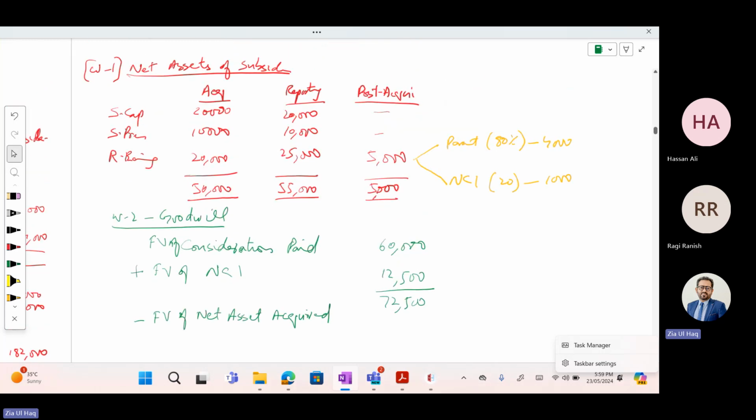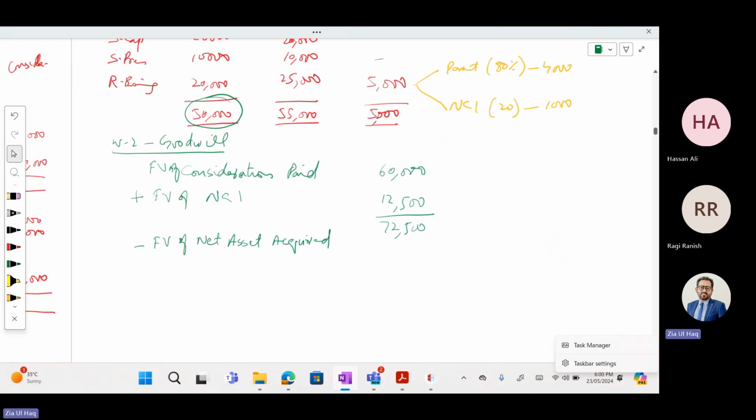We can take this figure from working one. What is the fair value of net assets acquired? What we calculated as net assets at the time of acquisition was 50,000. So we deduct 50,000, and now we have goodwill of 22,500. From this value, we need to deduct impairment of goodwill if information is given in the question. In this question, there is no information given for impairment.